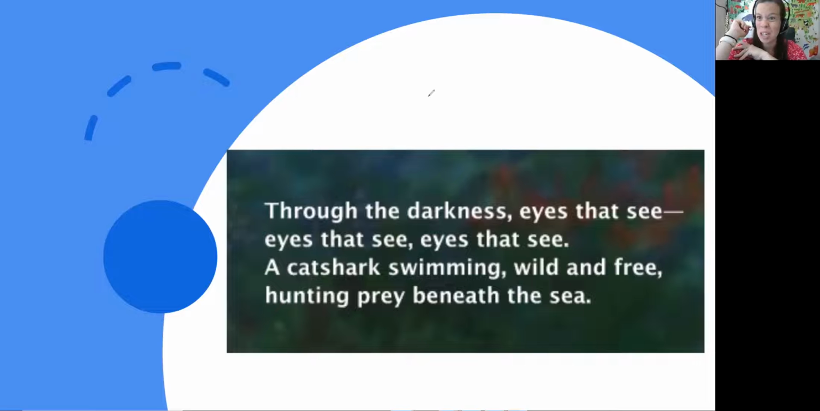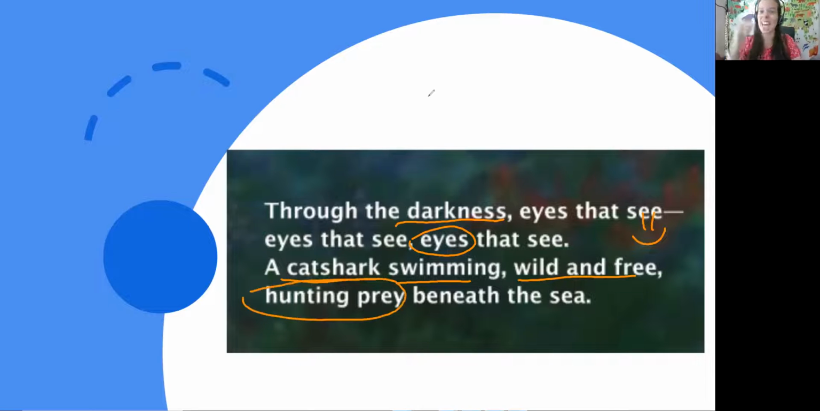What did you picture? It's not as cute, it sounds like, because we got darkness, we got eyeballs, we got a cat shark. It's swimming wild and free. That's kind of happy though. But it's hunting prey. Ah, it's hunting. That's a little scary. It's looking for its food.